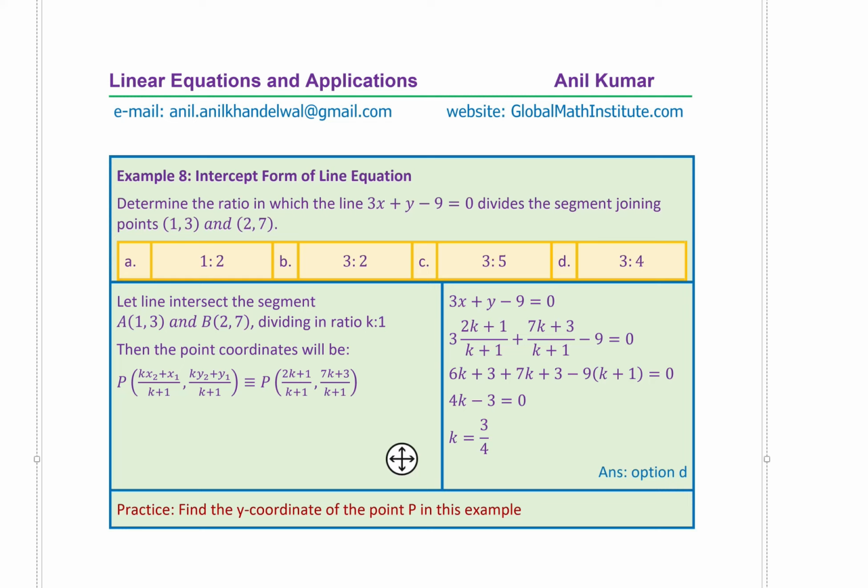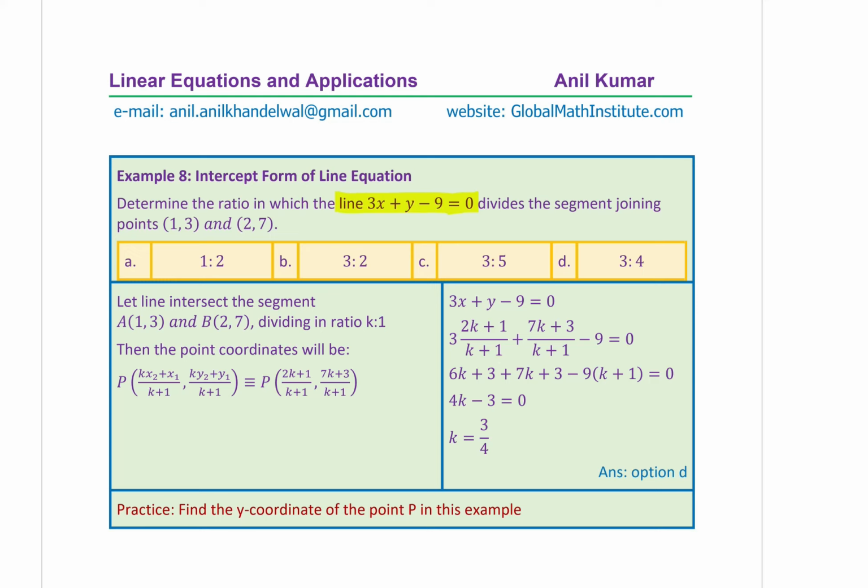Now, example 8, which says: determine the ratio in which the line 3x + y - 9 = 0 divides the segment joining the 2 points. Now, instead of a point, we have a line. You see a variation on the same type of question. Now, how do we do such a question?